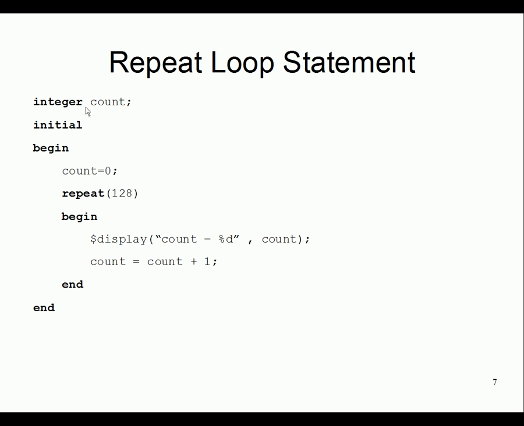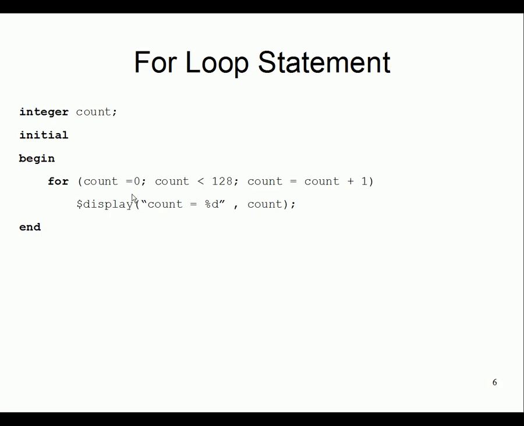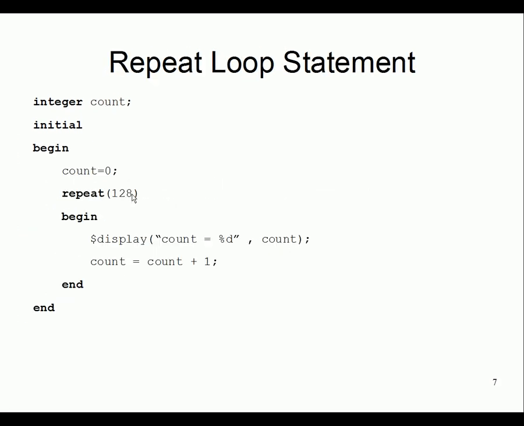Well, now what it does is basically similar to the while, but it's stating it very straightforward. Okay, repeat this block for 128 times. So effect will be same as this for loop or while loop. It will just print count 0 to 127, and it will just repeat. This block will be repeat for this constant number.